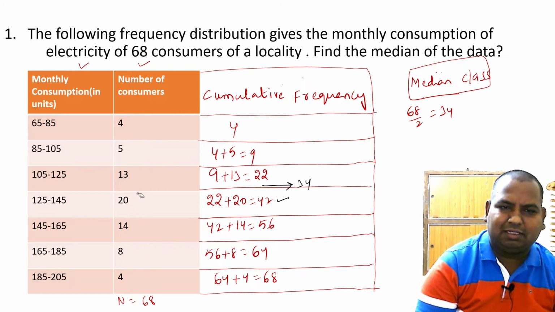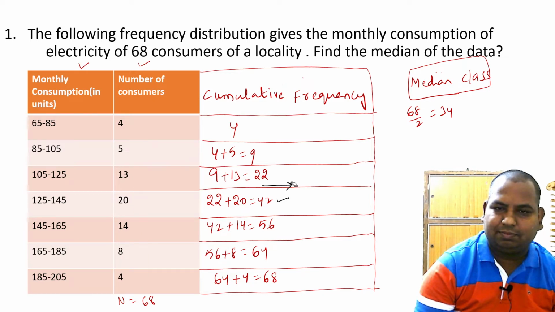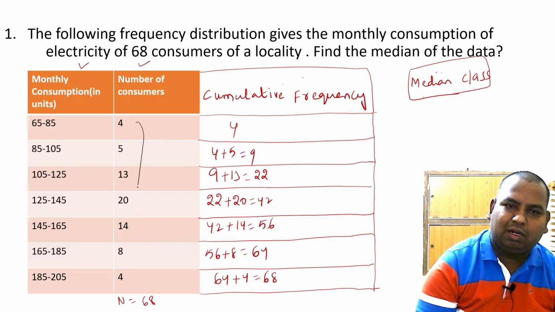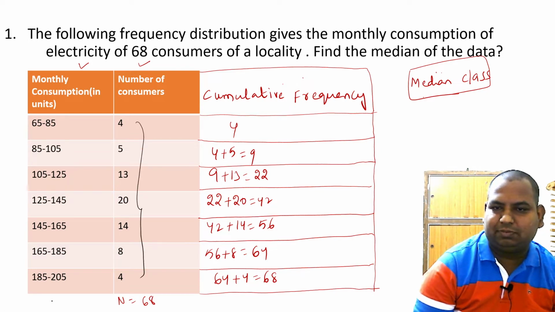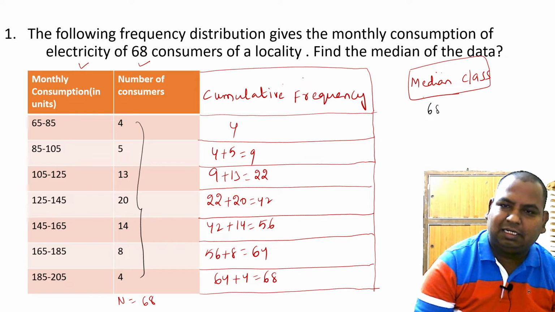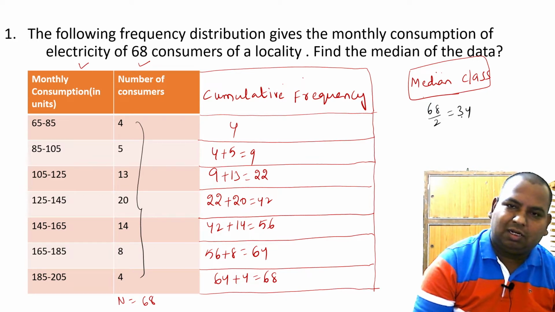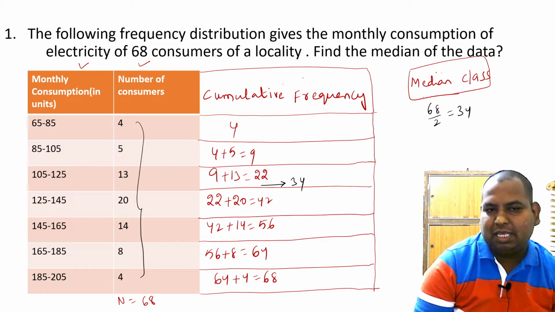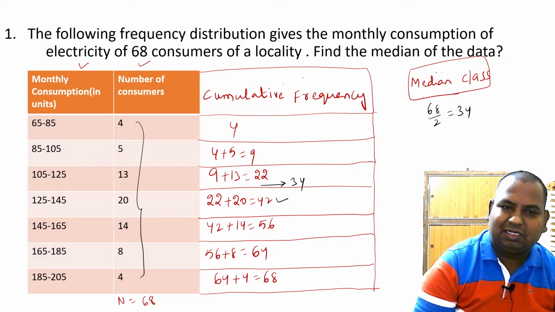Let me repeat once again. Listen carefully. To find the median class, you need to add up all the frequencies. You will get 68. Next, you should do half of 68. Half of 68 is 34. Now search for 34 in the cumulative frequency. 34 lies between 22 and 42. Consider the bigger value. The bigger value is 42. The class interval containing 42 is the median class.